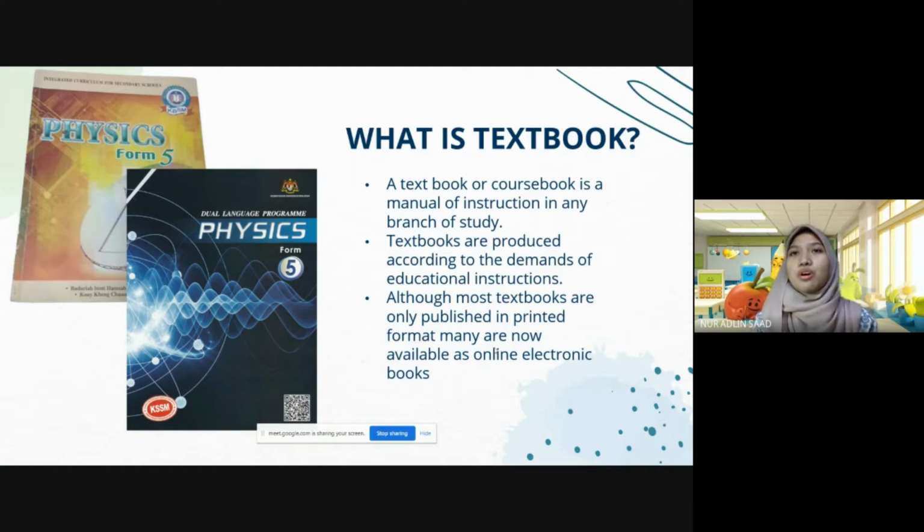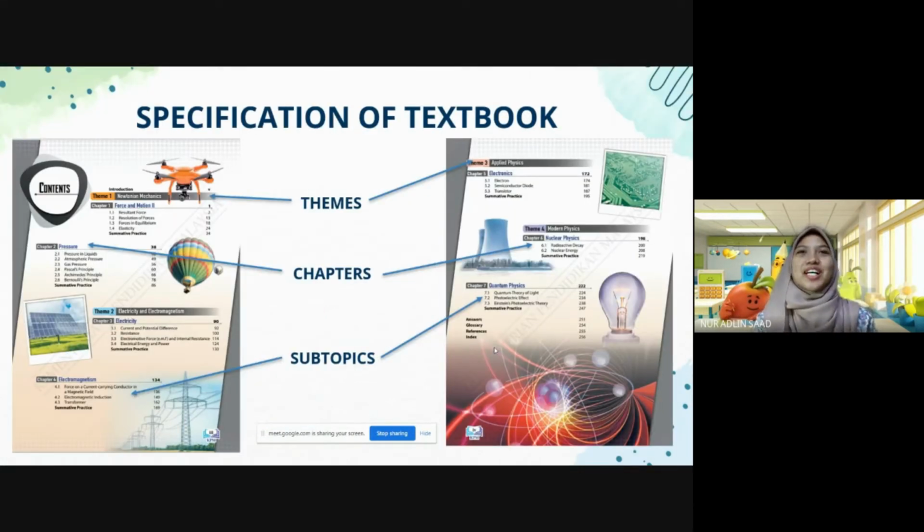So textbooks are also produced according to the demand of education instruction. Means that because of the demand, we have to produce the textbook for the students' reference. Next, most textbooks are only published in printed format. But in the COVID-19 pandemic, the government helped students and also produced online electronic books. I guess all of you know the definition of the textbook. Next, I will continue with the specification of the textbook.